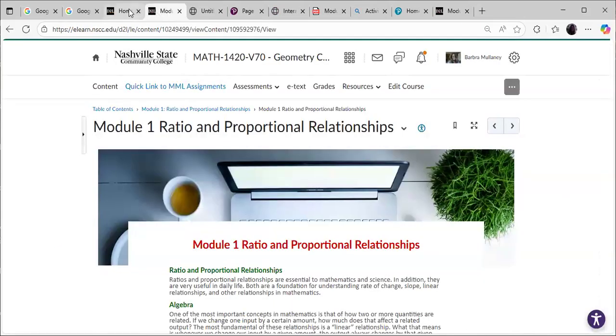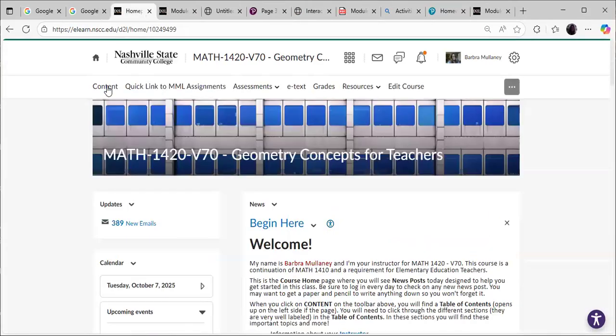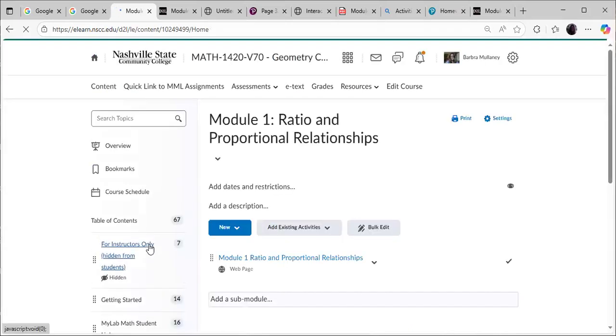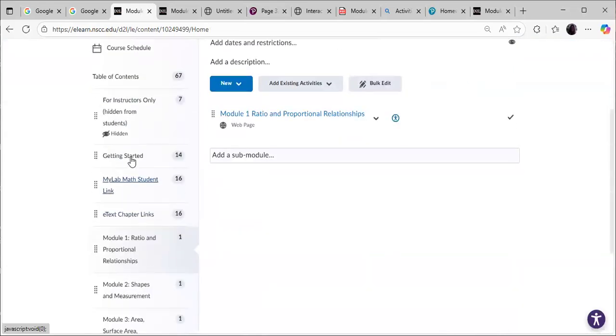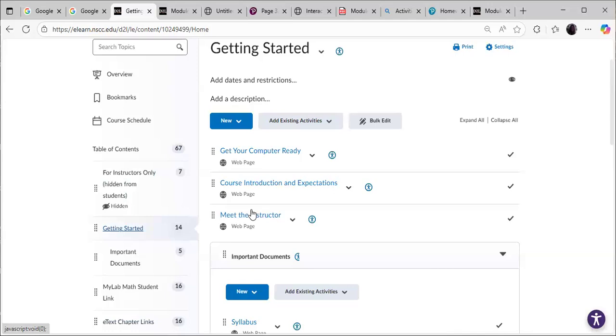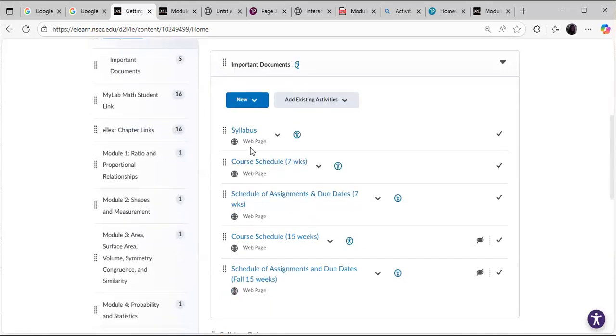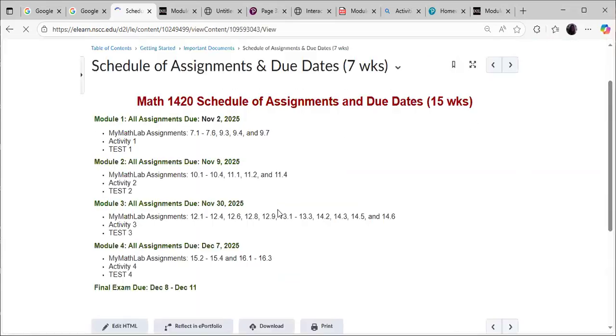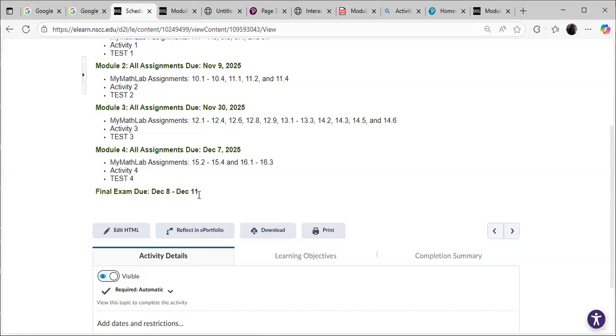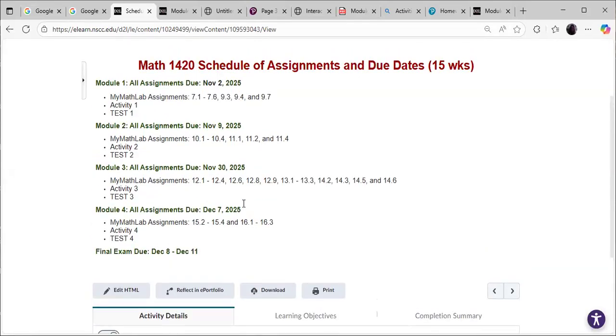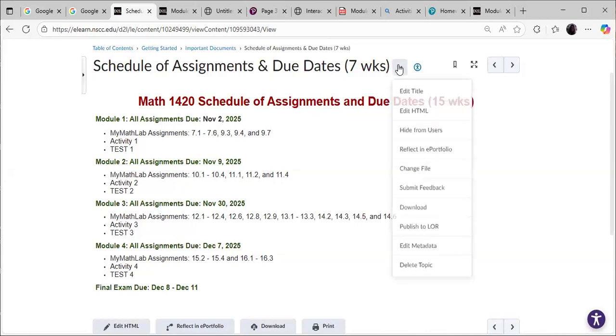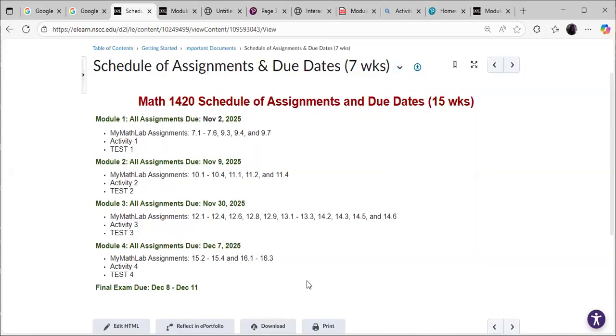Did you want me to get the schedule for the final exam? Oh, was that final test not the final exam? No, that was test 4. So the final exam, you can't see it yet because it's not open yet. So all the tests are open, but the final exam is not. And for the schedule, the final exam will open December 8th and close December 11th. Okay. Thank you. You are welcome.